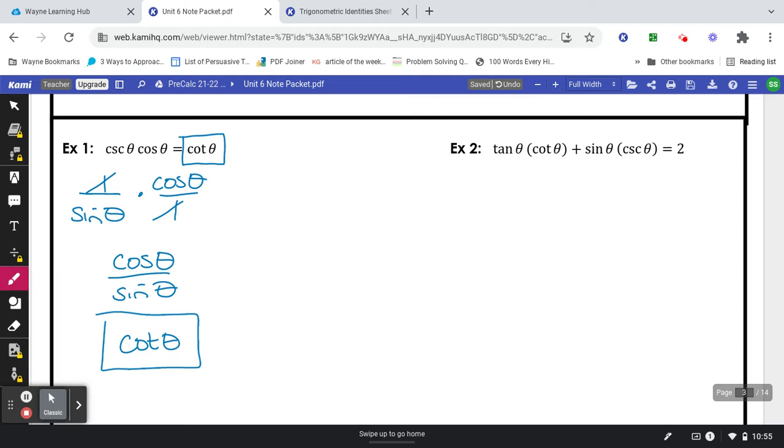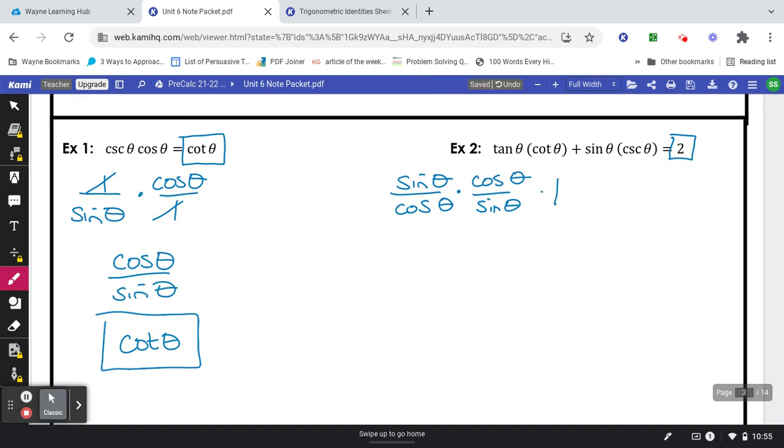All right, problem number 2. We're going to box this 2 at the end. That's what we're trying to get to. And although I see parentheses, that's actually not distributing or foiling because there's not 2 things within the parentheses. So I'm just going to start writing everything in terms of sine and cosine. Tangent is sine over cosine. Now I'm going to use a multiplication symbol instead of the parentheses. Cotangent is cosine over sine.